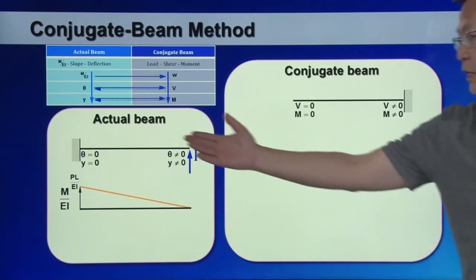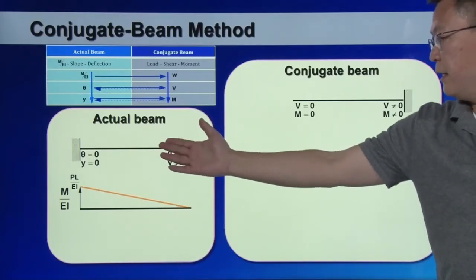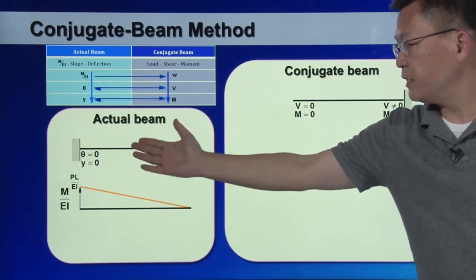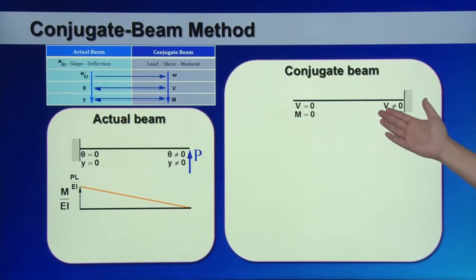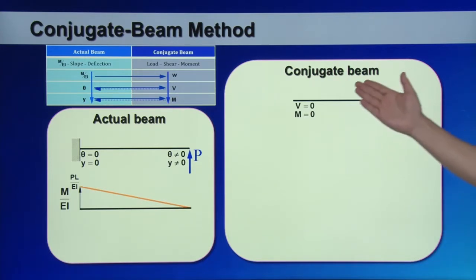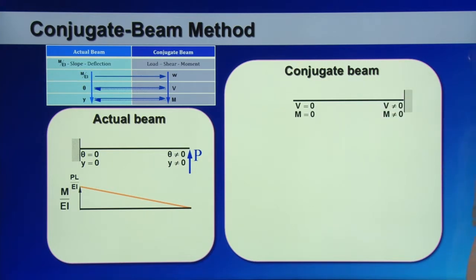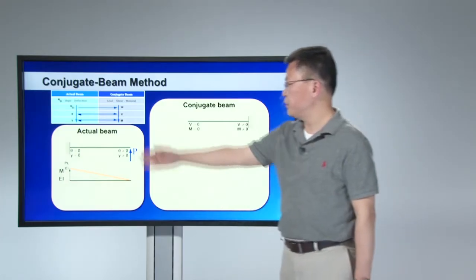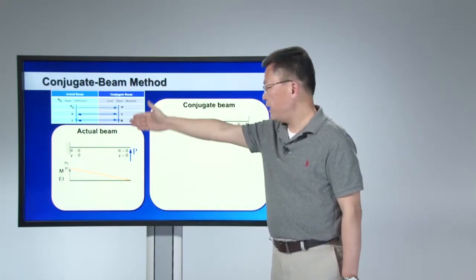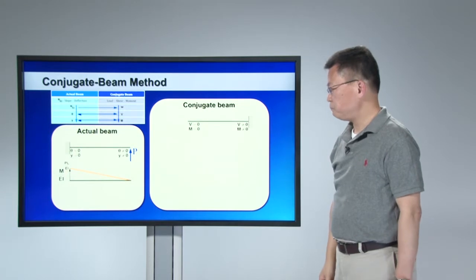So basically, we are converting displacement to force conditions that basically change the support conditions of the beam. That's why we have this name conjugate beams. So this conjugate beam is not a real beam. It's just a mathematically constructed beam that helps you to follow the right-hand side calculation.